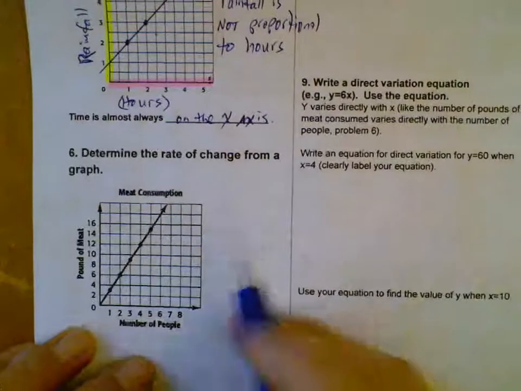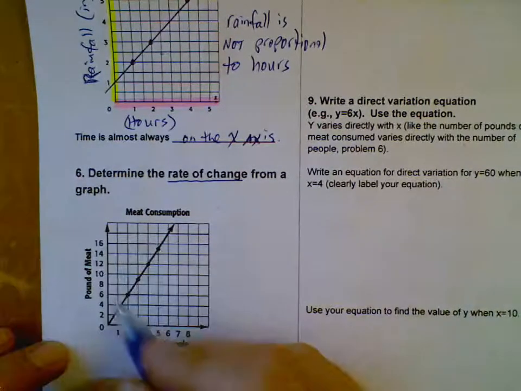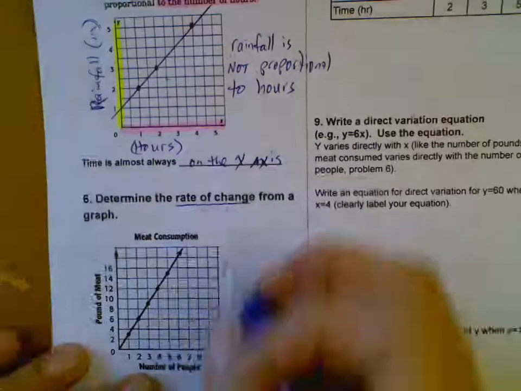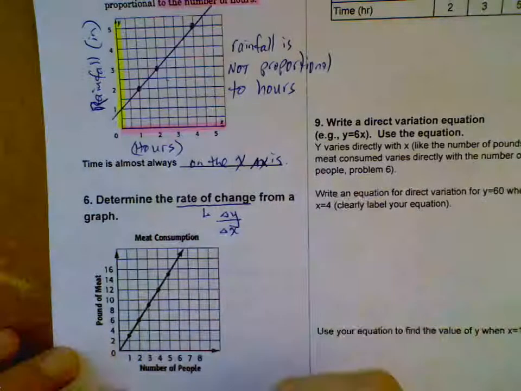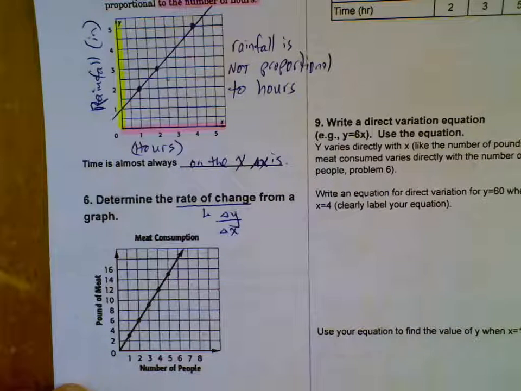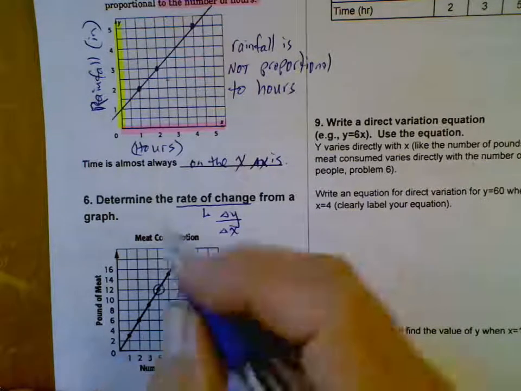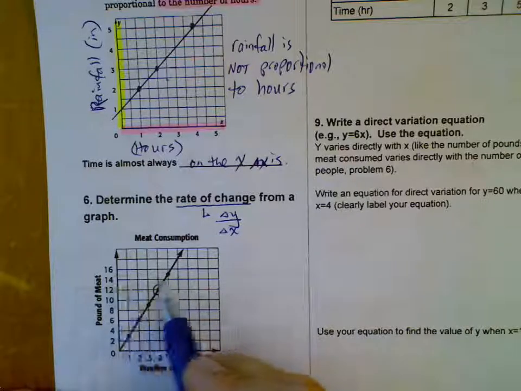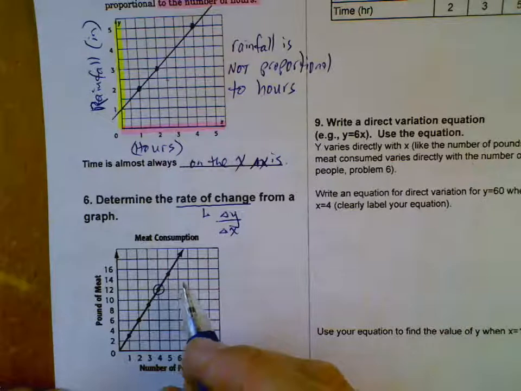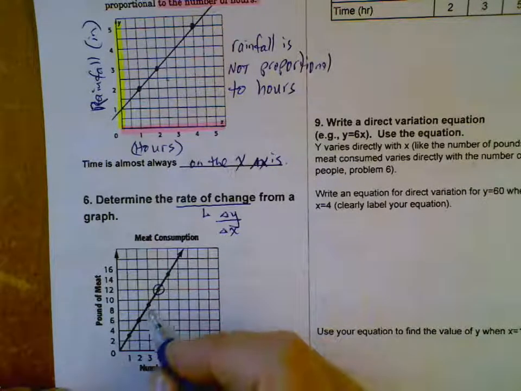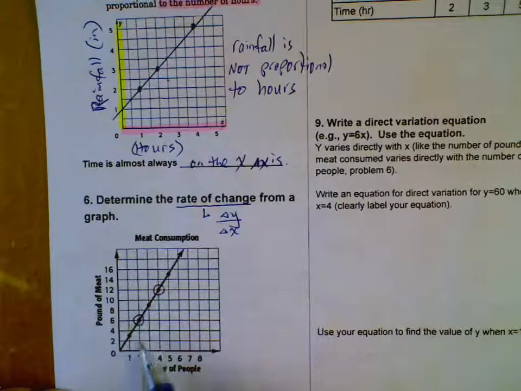Now they want us to determine the rate of change from a graph. So here's a graph. What is the rate of change here? Remember, rate of change is the change in y over the change in x. So let's just pick a couple of points. It's nice to pick points we can read easily. I could use this one right here, but it's probably 15, and it's not as clear as this point. And then I have this point, which I can also read easily.